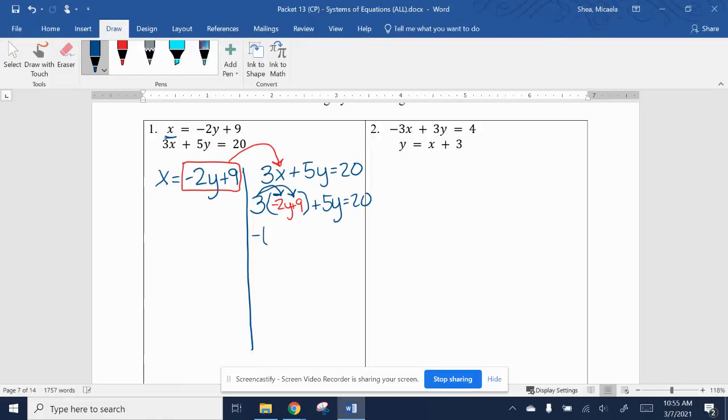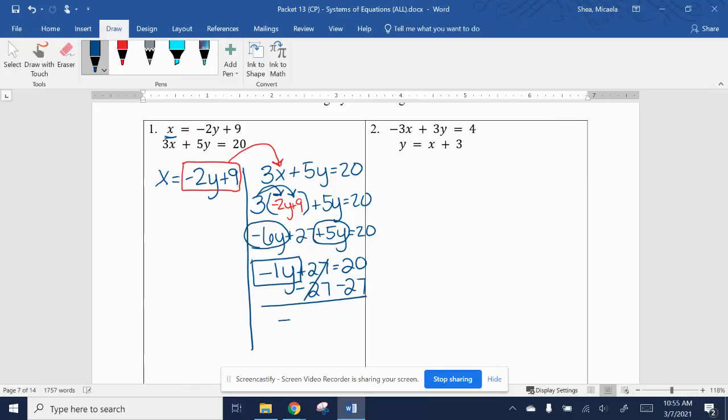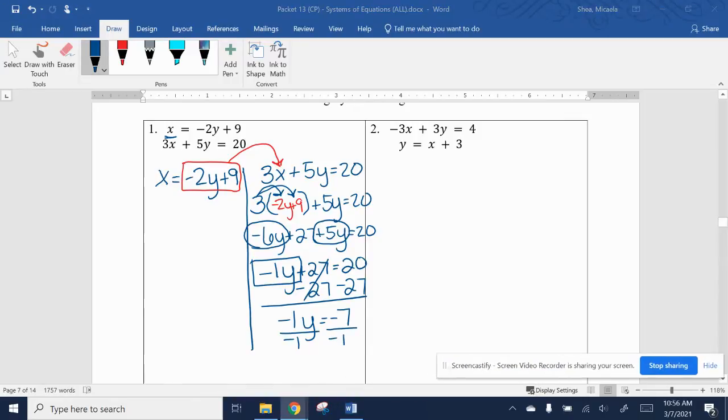3 times negative 2y is negative 6y. 3 times 9 is 27. Plus 5y equals 20. I'm going to combine like terms. So negative 6y plus a negative 5y is going to be negative 1y plus 27 equals 20. I want to get y by itself, so I'm going to subtract 27 from both sides to end up with negative 1y equals negative 7. Divide both sides by negative 1 to get y equals positive 7.